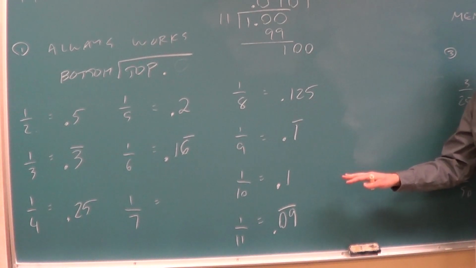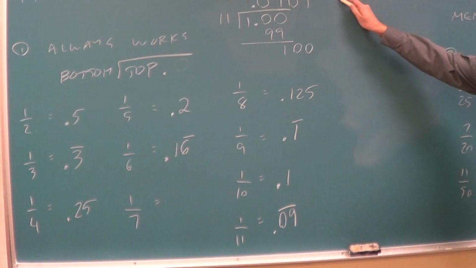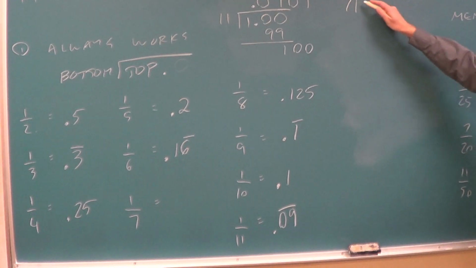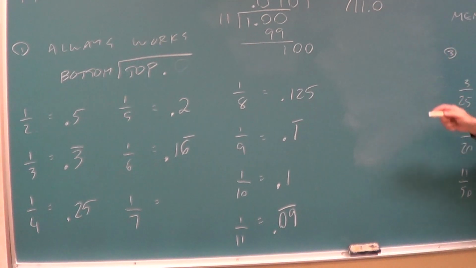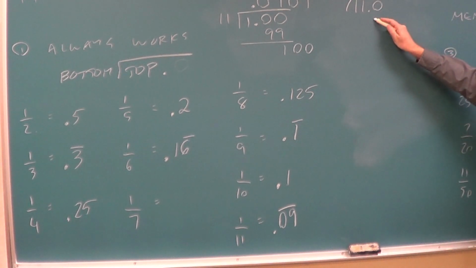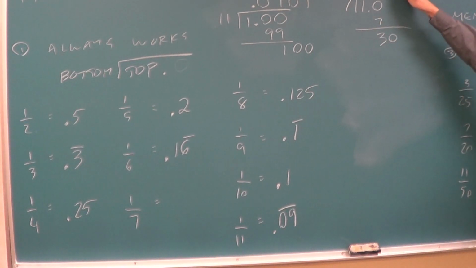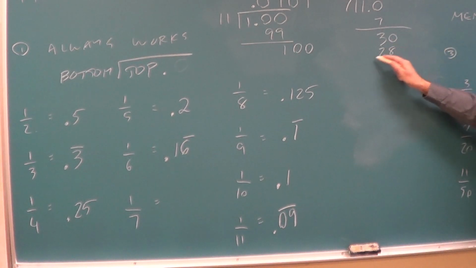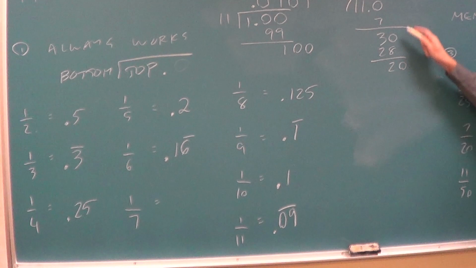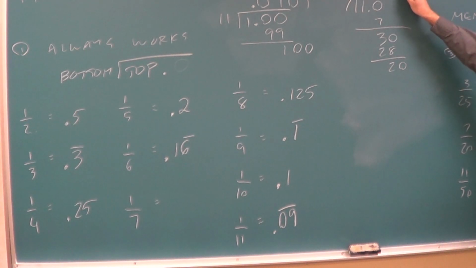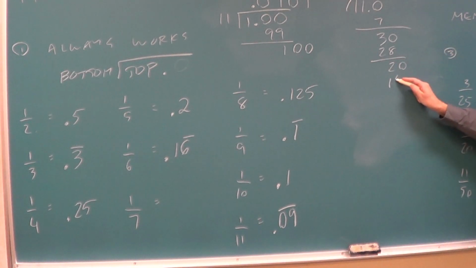Question about that. 1/7. And now you'll understand why I just did all that erasing, because you criticized my erasing a minute ago, but I know what I was doing. 1, 3, 3, 0, 4, 48, 2, 0, 2, 14, 6, 0.